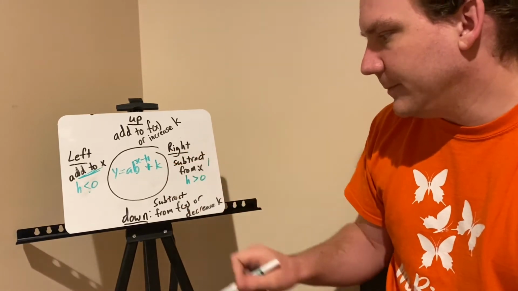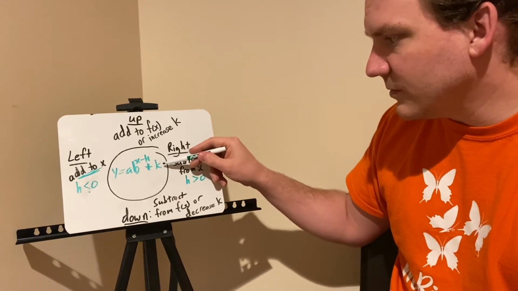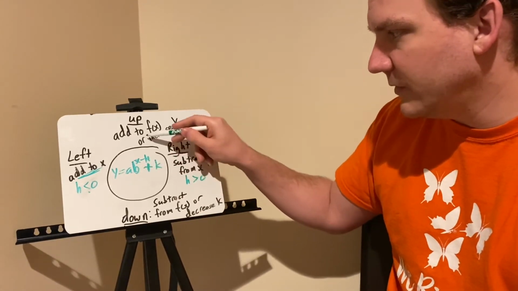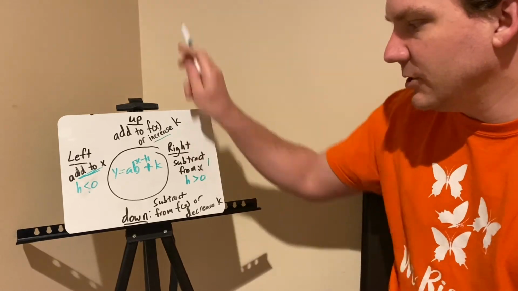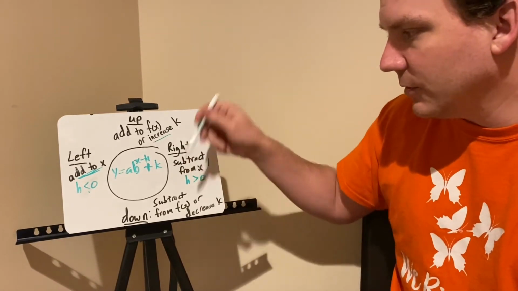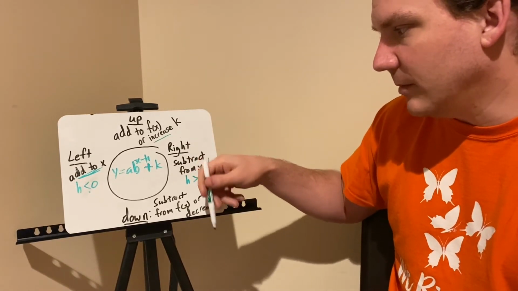Now, with the k is a little more straightforward because you're adding k. So if you add or increase k, you go up. If you decrease k, you're going to go down. So just keep that in mind.